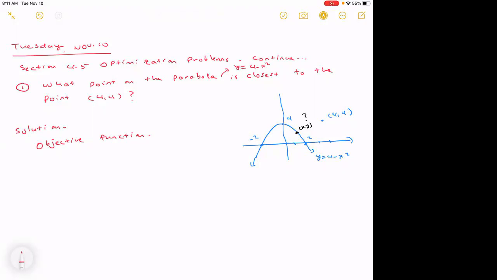What is our objective function here? Anybody? Would it be the parabola? No, it's not the parabola. What are we maximizing or minimizing? The line between the point 4,4 and the parabola. Yes, you meant to say the distance, right? Yes, it is the distance. Our optimization function is the distance.